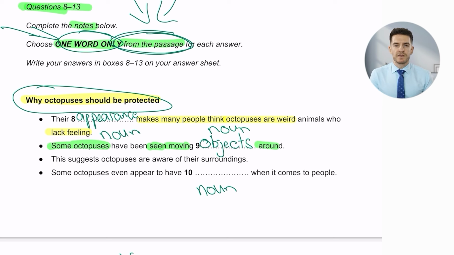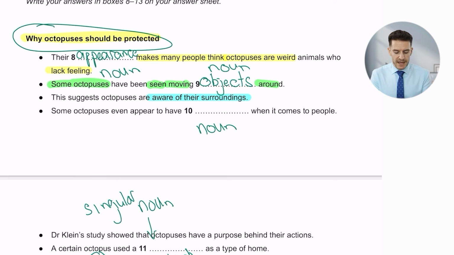Now let's move on to the next one, which doesn't actually have a space or a gap we need to put a word in, but that's okay. You should always keep that in your mind because it's going to help you to know where the answer is going to be. Because this next one here is about octopuses being aware of their surroundings. So if we can find that, we know that the answer for number 10 is probably going to be next.